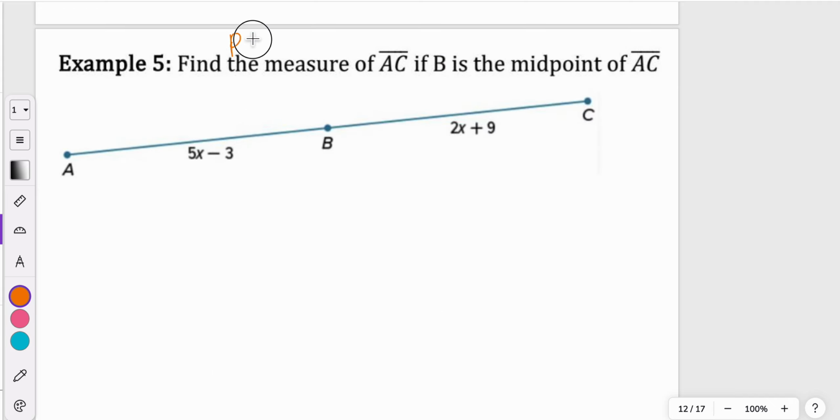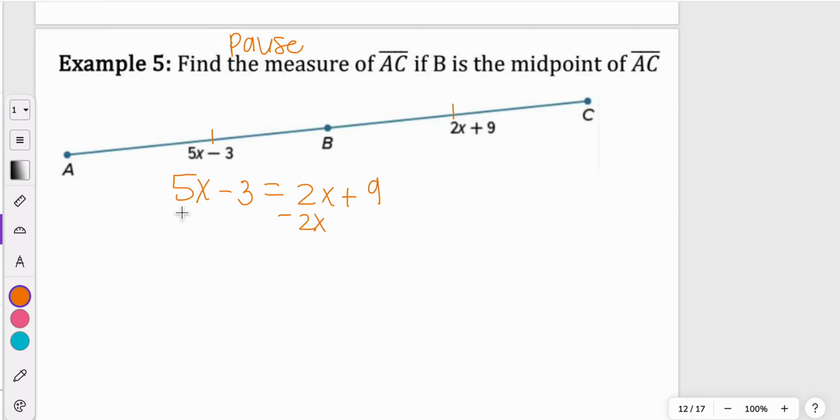All right, example 5. Try this one on your own. Pause it. When you're ready to check, click play so we can see how you did. Okay, find the measurement of AC if B is the midpoint of AC. So if we know that B is the midpoint of AC, that means AB is congruent to BC. So 5x minus 3, excuse me, is equal to 2x plus 9.